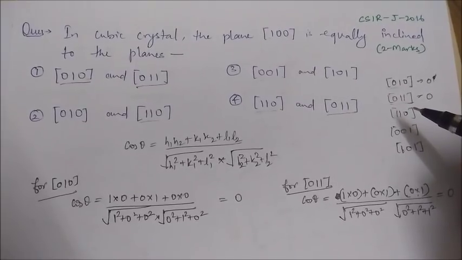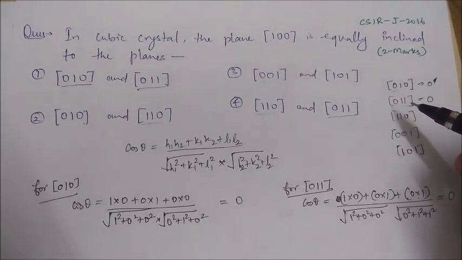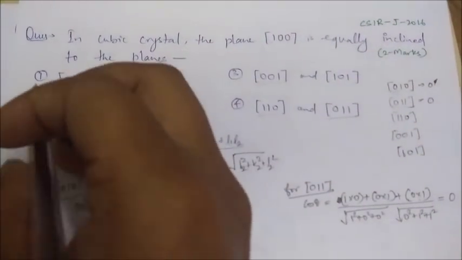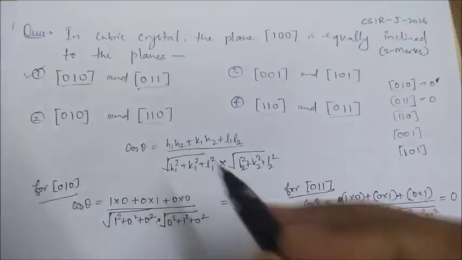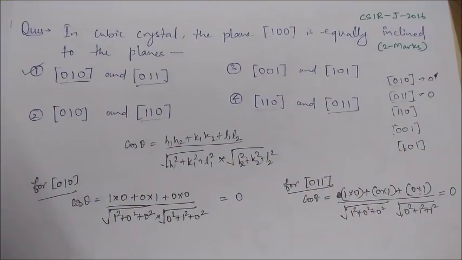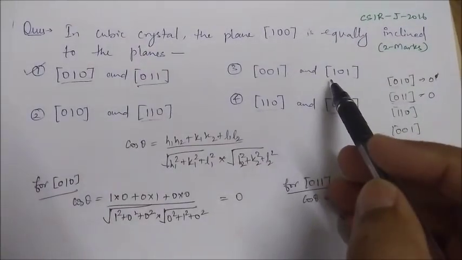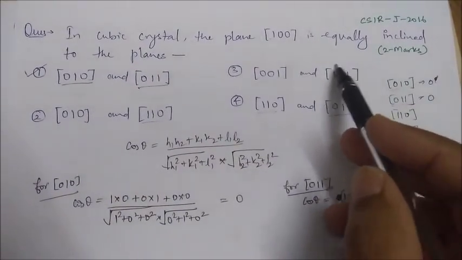So in which of the options are you getting these two? 0, 1, 0 and 0, 1, 1 you are getting in option number 1. So option number 1 becomes your correct option. Now you can check for others as well if you want to. Just check this option, that is the second option.